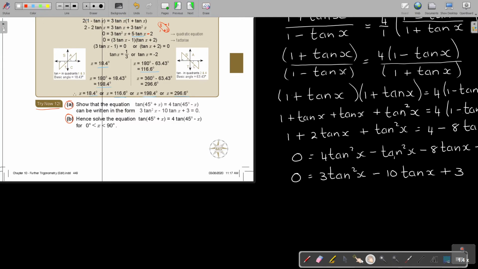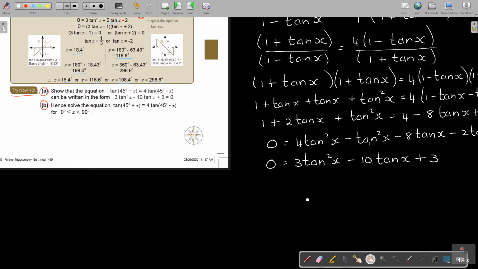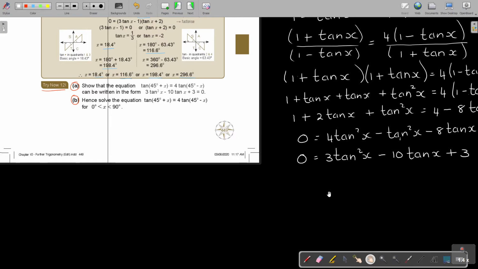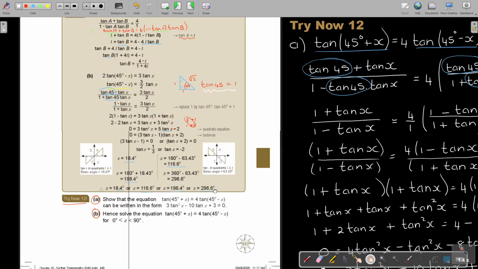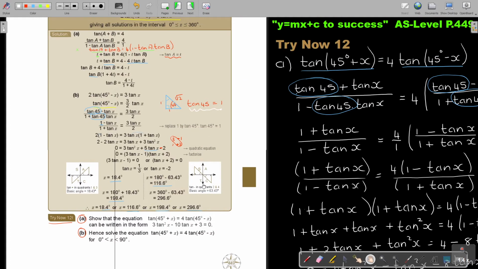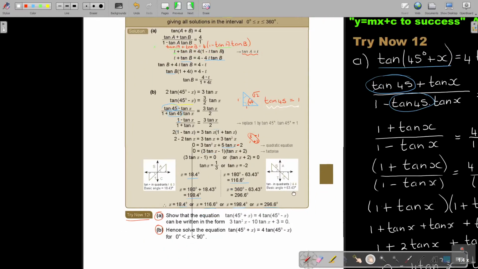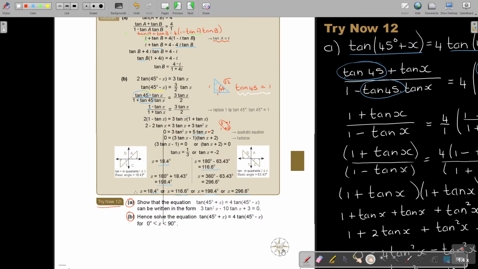Now, what I showed you in the previous one, I'm going to do number B here. Can you remember what I said in the previous question, and I want to say this again to you. I just want to get that line away. I'm just going to see if I can quickly do it like that. Sorry.